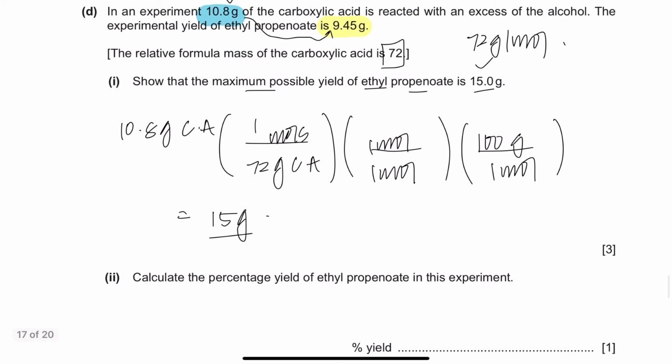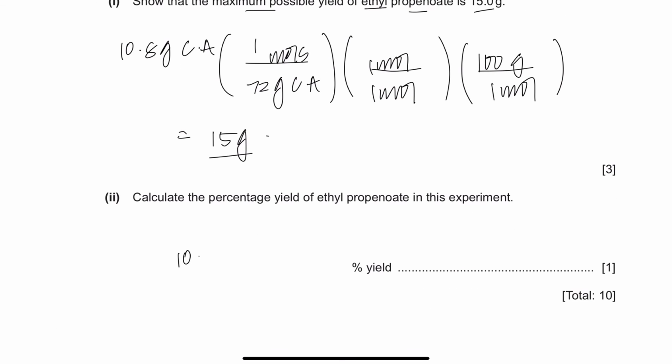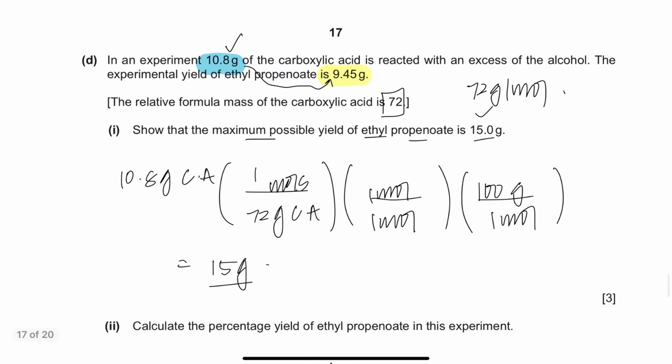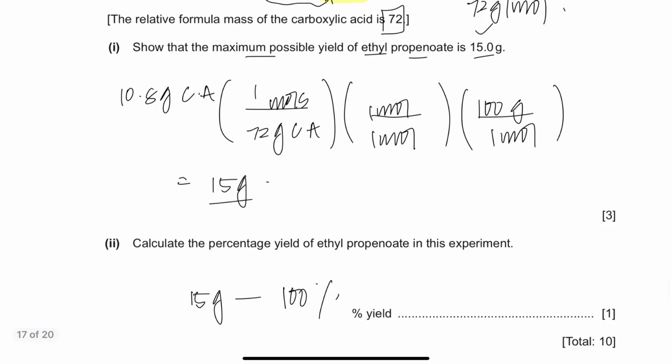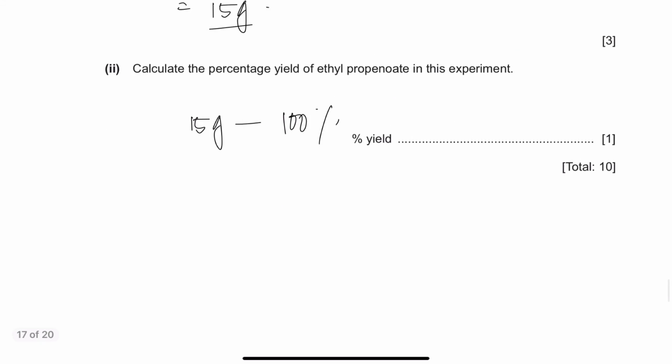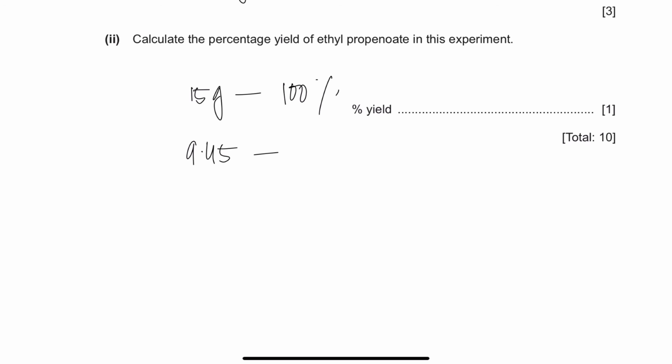So अगर 10.8 grams से असल में 100% yield, so 100% yield अगर 15 grams थे, 15 grams 100% yield है, maximum yield है, 100% दिया भी है. अगर 15 grams 100% yield है, because that's the theory हमने जो find किया है, तो कितना बनना है, 9.45 grams कितने percent yield होगा. x cross multiply, you guys will get 9.45 times 100 over 15. That'll give you 63%.